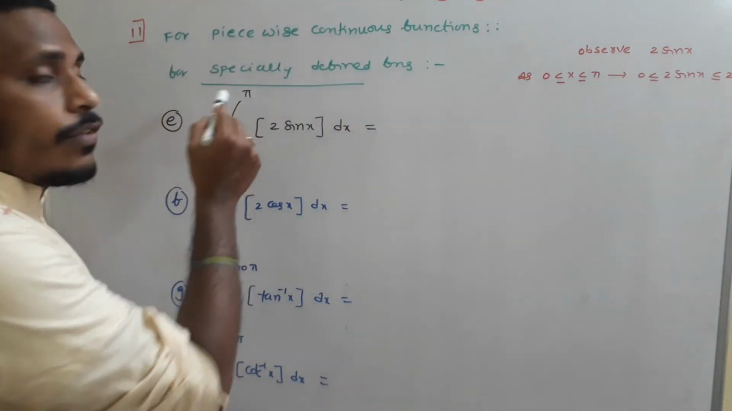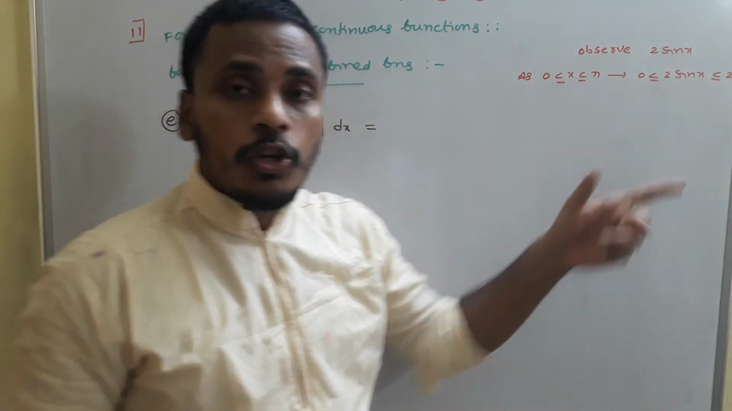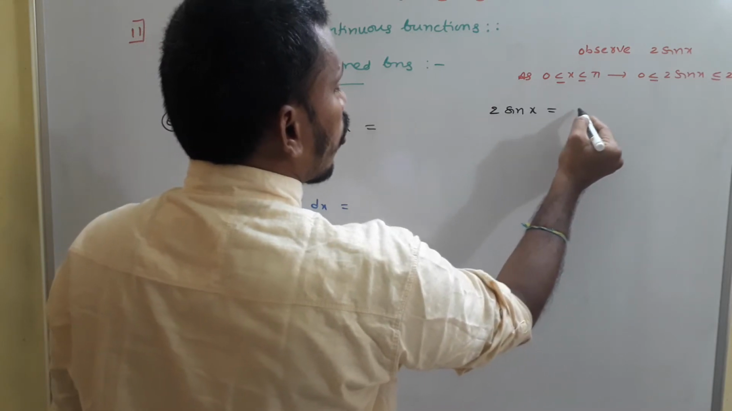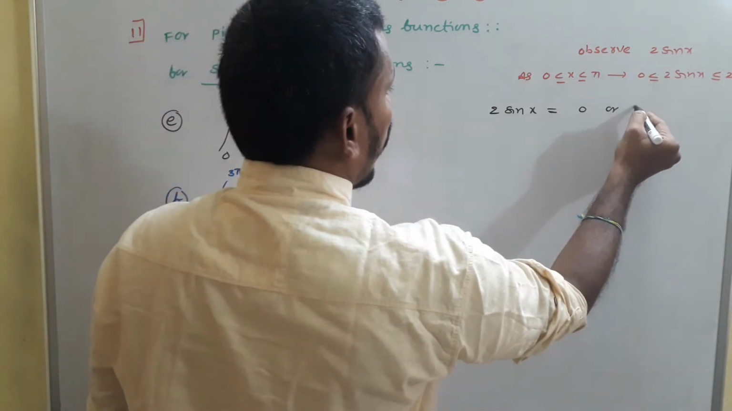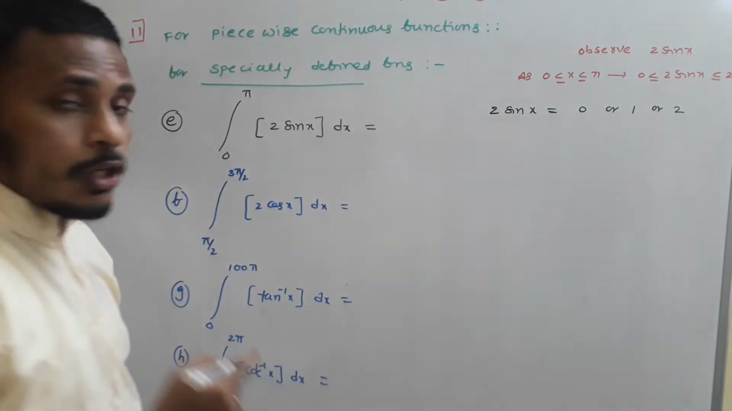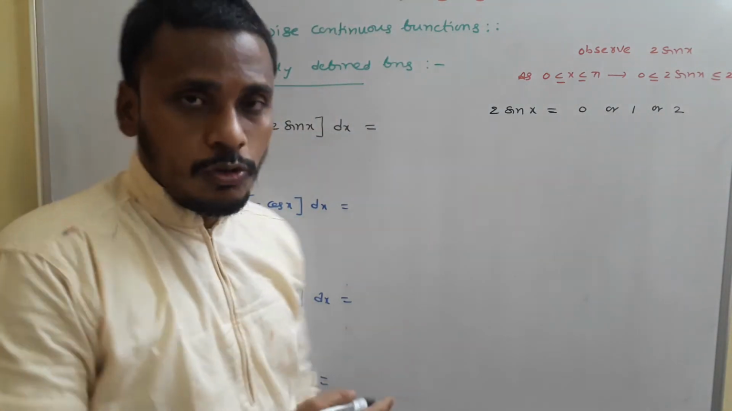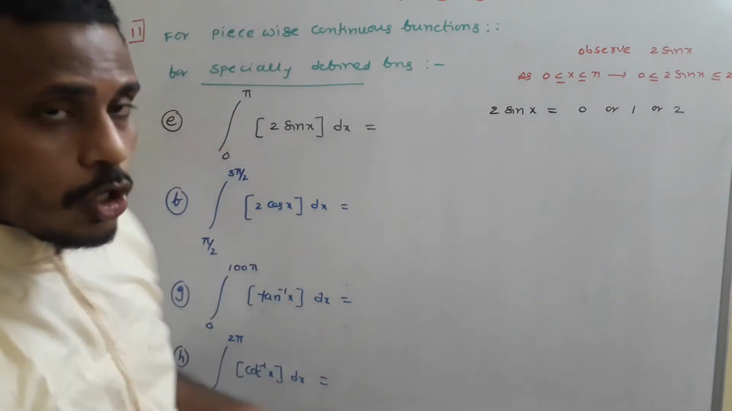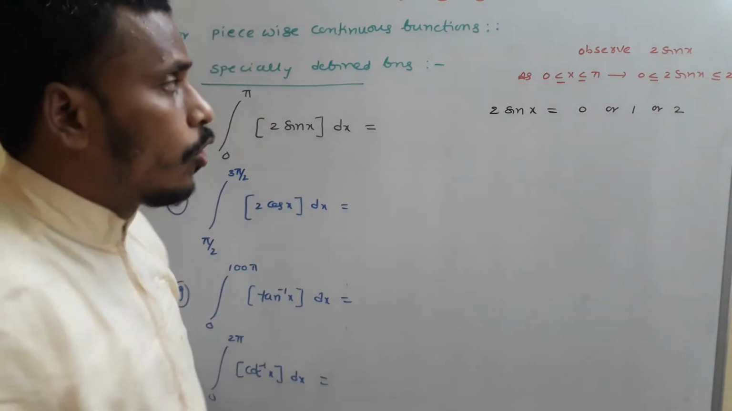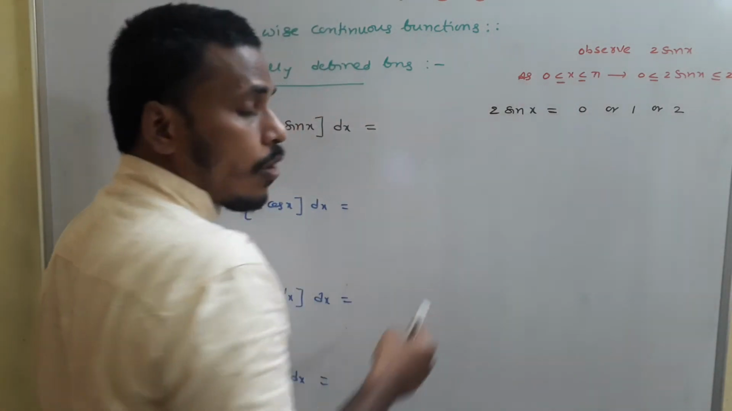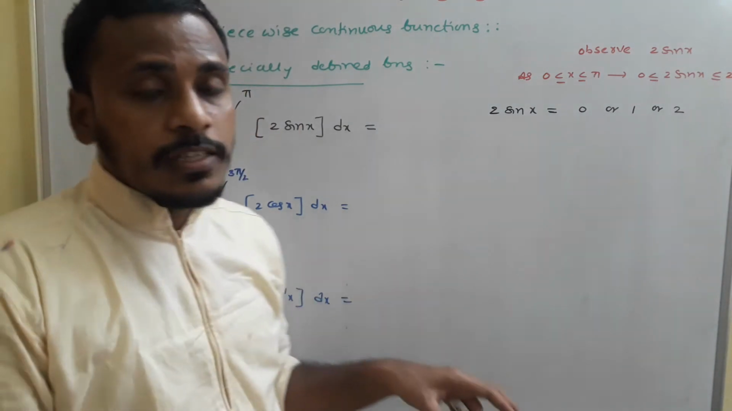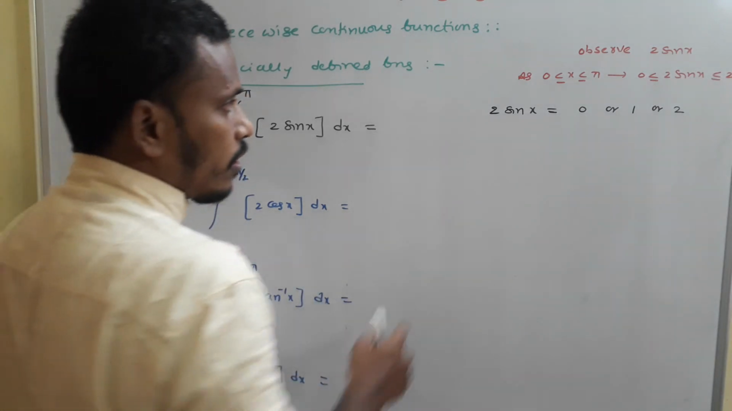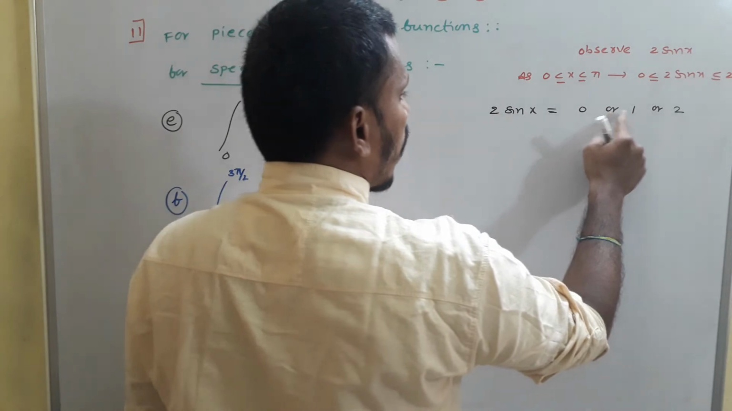As given, x is in between 0 and pi, in this case 2 sin x value is in between 0 and 2. The possibilities are 0 or 1 or 2. We know that sin x value is always in between -1 and 1. In the positive region 0 to 1, in the negative region -1 to 0. 0 to pi means first quadrant and second quadrant, so sin x is positive, so 2 sin x is positive. Since 2 sin x is in between 0 and 2, the possible values of 2 sin x are 0 or 1 or 2.